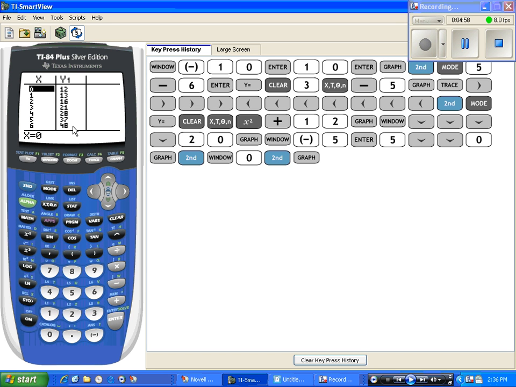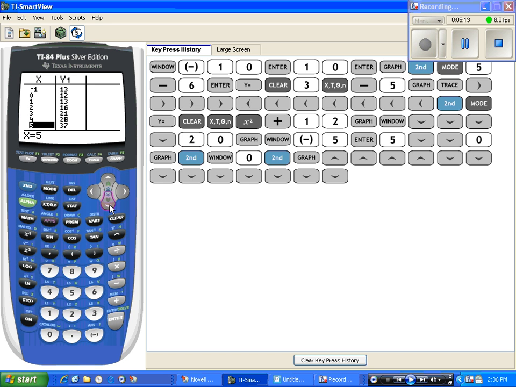When we trace on the graph, we don't always get nice clean values like these. Once you're here, even though we set the table to start at 0, we can scroll up and down in the table and have our table start at -4, and we could have it continue as far as we like.